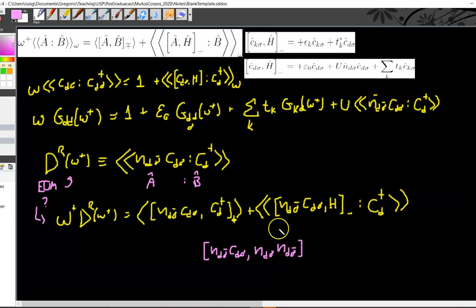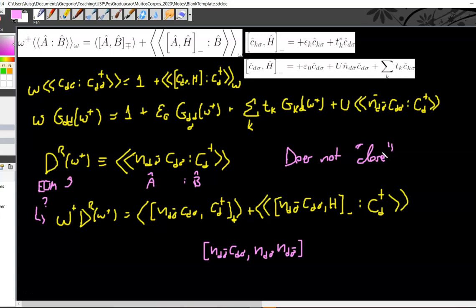So feel free to calculate this, see where it takes you, and the answer is that this will give you even higher order Green's functions. When you calculate the equation of motion for these higher order Green's functions, just as we did for D, it will give even higher orders, and so on and so on. So this essentially does not close, as we did in the resonant level model.